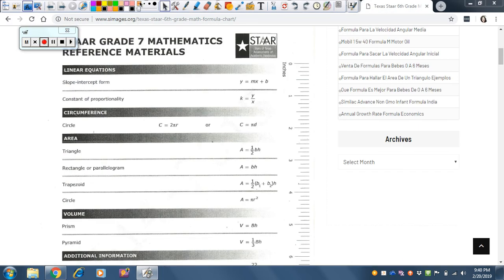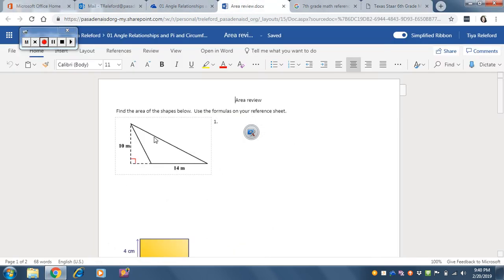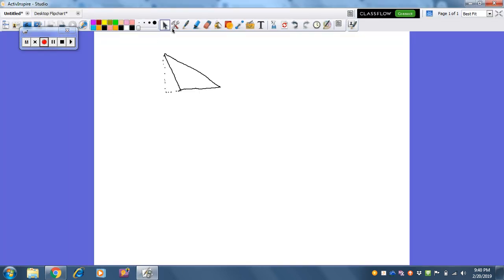Yours looks like this, where it says 14 and 10. 14 is the base and 10 is the height. So I'm not going to use 14 and 10. I'm going to make up different numbers. I'm going to use 15 and 8. Oops, sorry, I don't want the 8 there. I want the 8 over here.